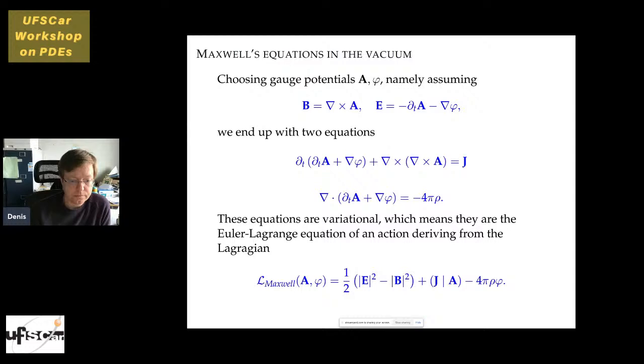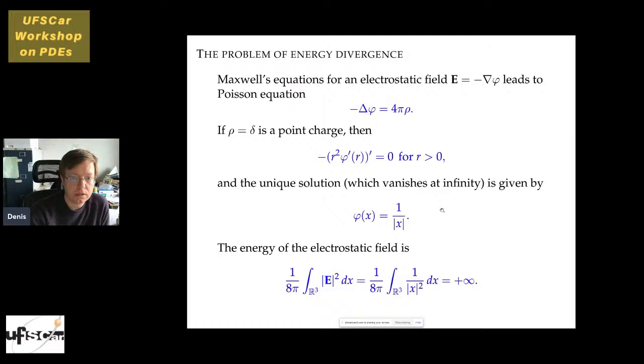Now, of course, this is one of the equations you studied from the very beginning of your PDE life. If you just assume that there is no magnetic field and that everything is time independent, then your electrostatic field is minus the gradient of phi, and you end up with what is called the Poisson equation: minus Laplace of phi equals 4 pi times the charge density. Remember that I'm in dimension 3.